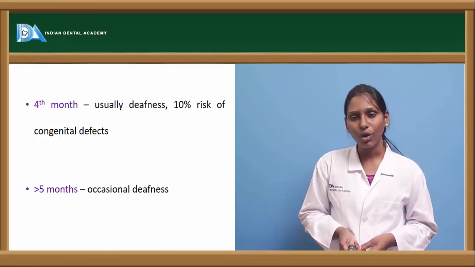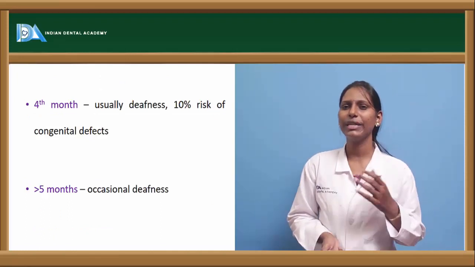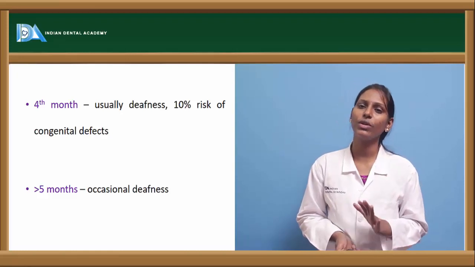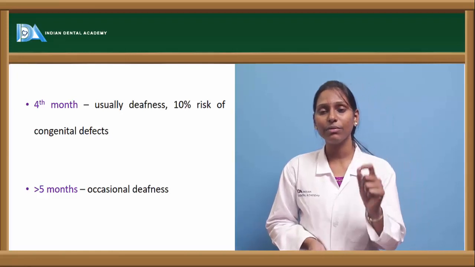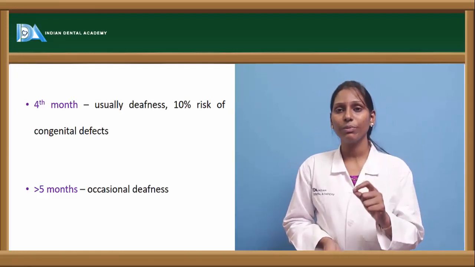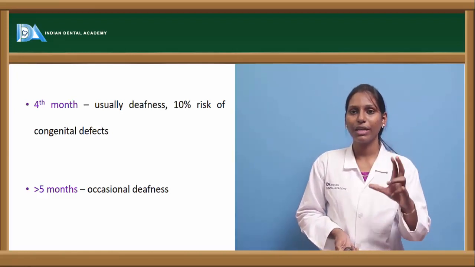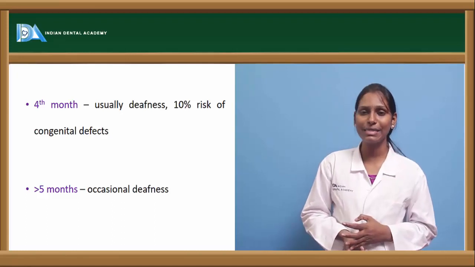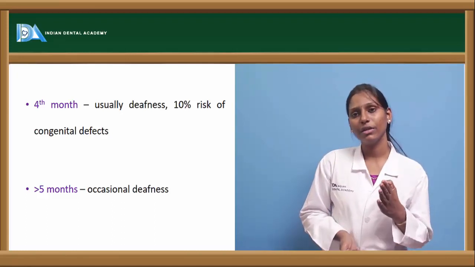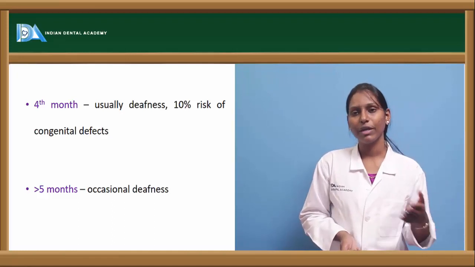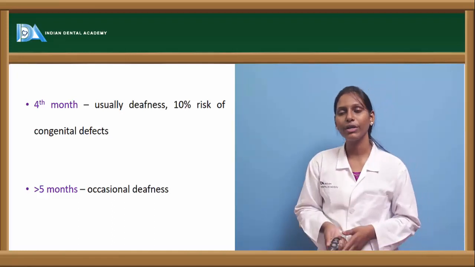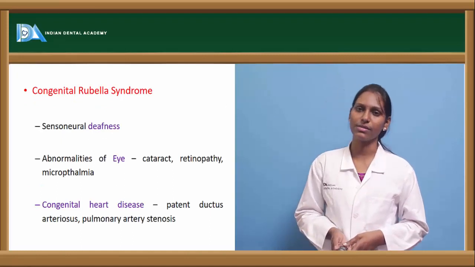Now, if the infection occurs in the 4th month, usually deafness is seen, and only 10% of these patients can have congenital defects. So, if the pregnant woman is infected with rubella in the first trimester, multiple congenital abnormalities can be seen. If the woman is infected after 5 months of pregnancy, then occasionally deafness can be seen in these cases.